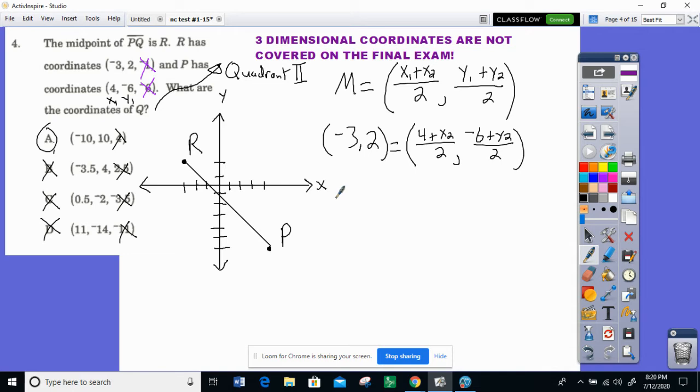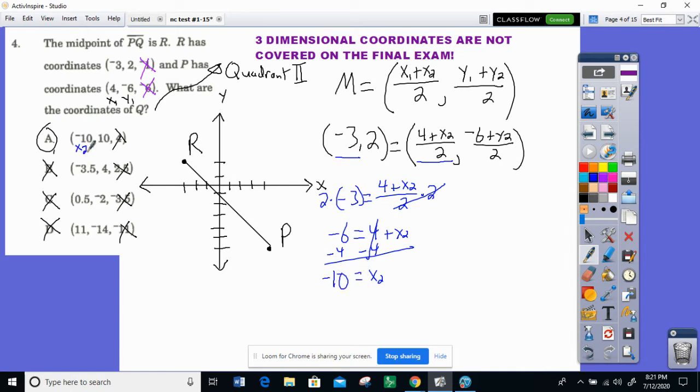And see, now we have two different equations we can solve. To solve for what x2 is, we just need to take the x value from the midpoint and match it up with the x value from the midpoint formula. So -3 equals 4 plus x2 divided by 2. Well, we can multiply both sides times 2. Those cancel out. 2 times -3 is -6, so we've got -6 equals 4 plus x2. We want to know what x2 is, though, so we've got to move that 4 over. So now we've got the value for x2 is -10. So that's how we get x2.